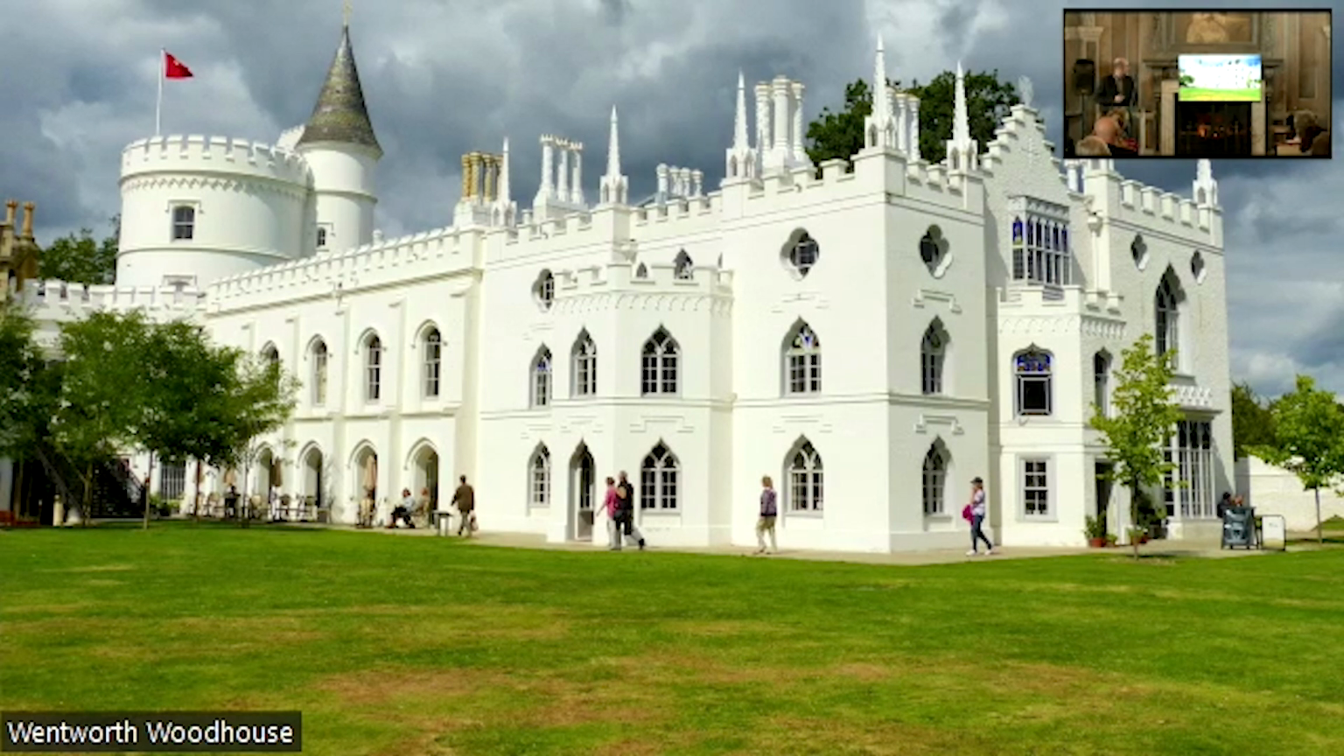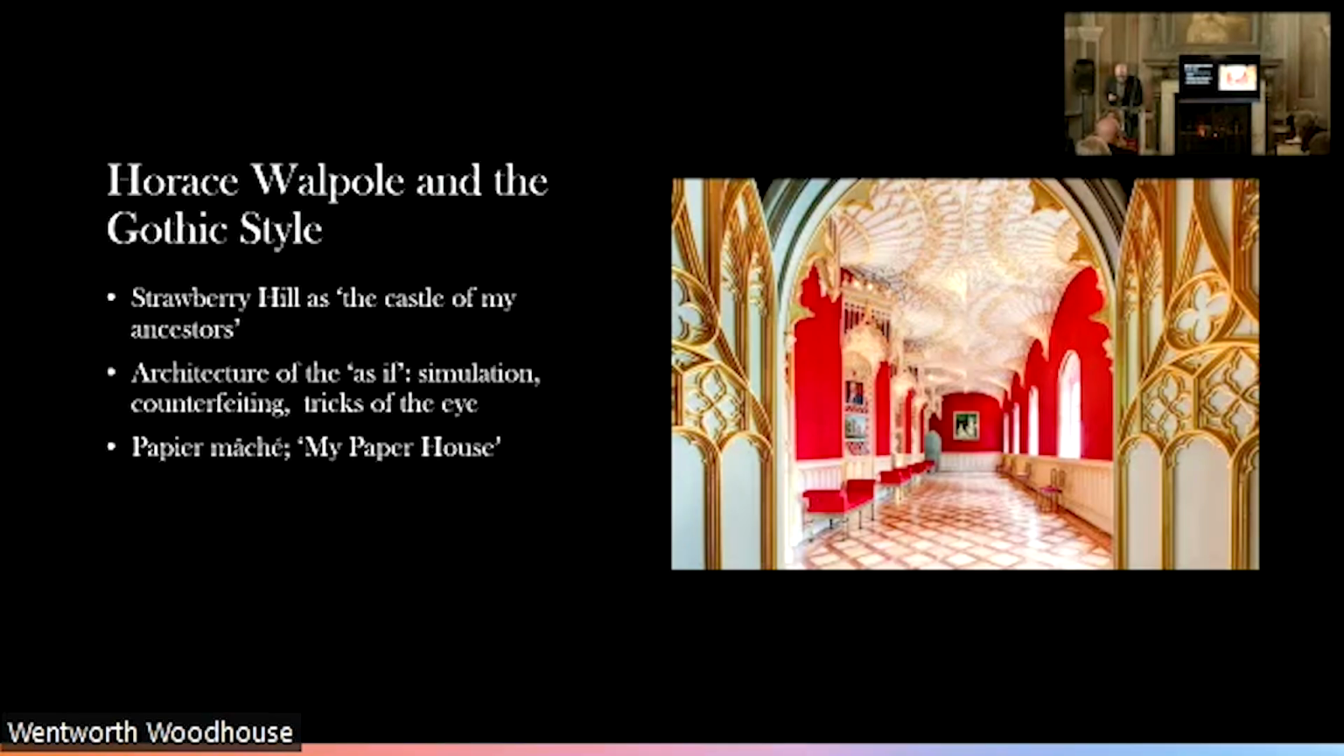Now, why? There are numerous reasons for Walpole's rather curious, unfashionable, if not sort of facetious choice of a very unfashionable style. He's the son of a prime minister. There are numerous reasons for Walpole's choice of the Gothic style. For some critics, Walpole's favoring of the Gothic over the classical was part of a kind of aesthetic rebellion against his father.